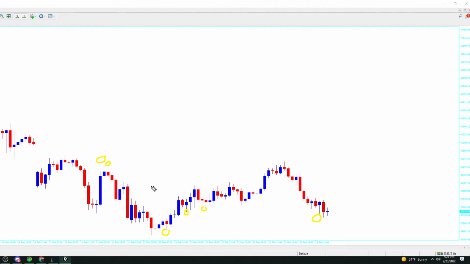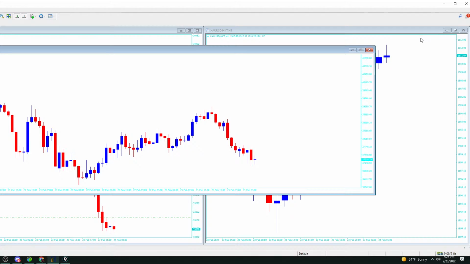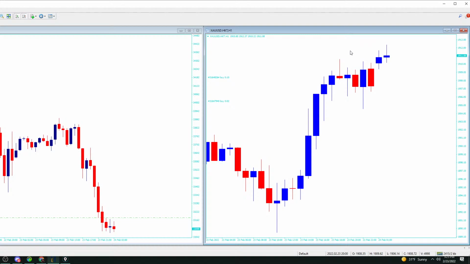Is it going to work every time? No. Anyone who tells you that their system is 100% accurate, please run away and hide from them because they're full of it. There is no system in Forex, in the markets, that is 100% accurate.